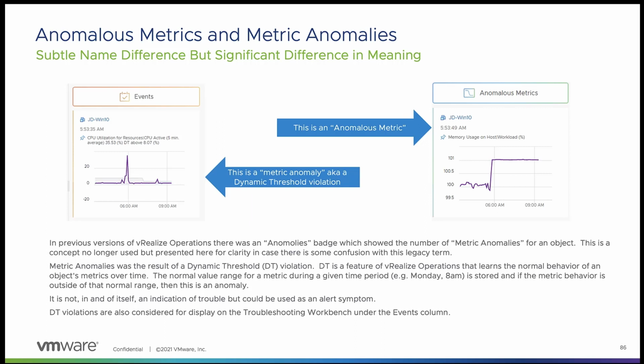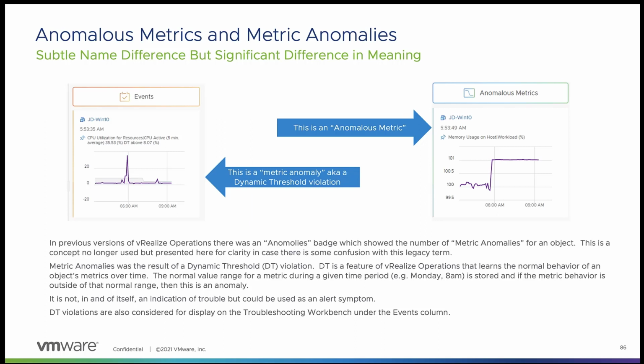We did this in previous versions of vRealize Operations. Before, we had this anomalies badge, which showed the number of metric anomalies. That's not really the concept any longer, but we wanted to clear up the confusion between these metric anomalies badges, which are no longer used. Those are on older versions of vRealize Operations. Metric anomalies, again, are dynamic threshold breaches, and anomalous metrics are large changes.